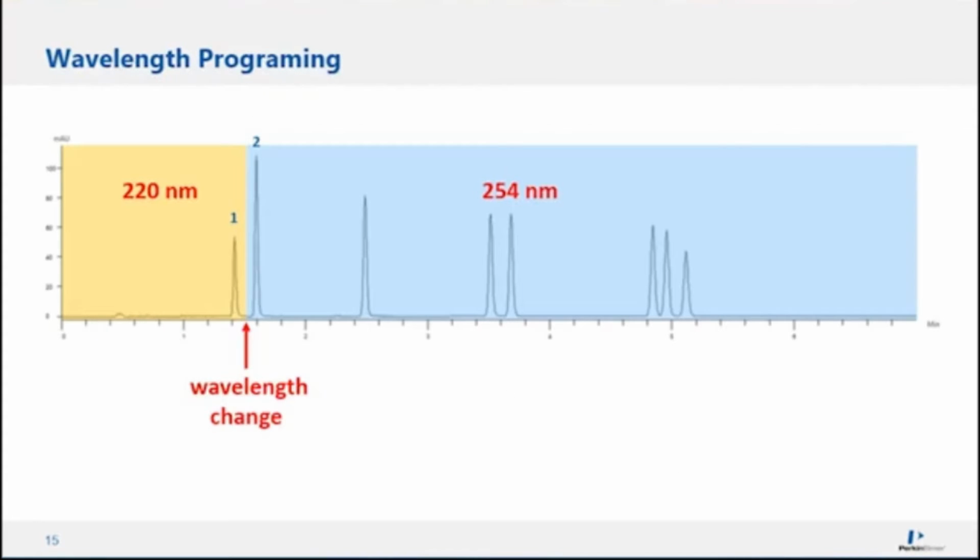If we can control the wavelength selection programmatically, we can tell the instrument to monitor one wavelength for a period of time, and then switch to another wavelength after that. This is the same analysis of the preservatives I showed you on the previous slides. The analysis began monitoring at 220 nanometers, but after around 1.5 minutes, the wavelength shifted to 254 nanometers. This results in getting the best response from both wavelengths, all in one chromatogram.